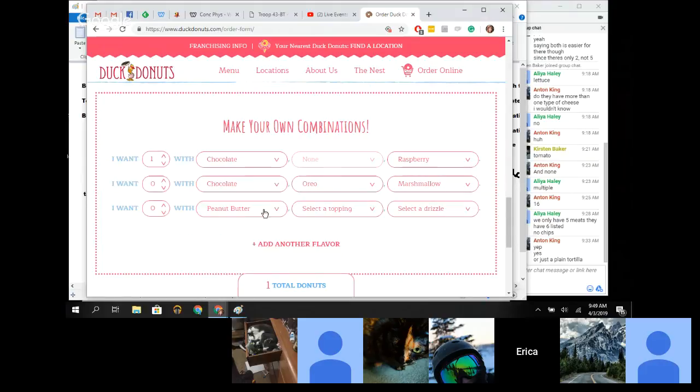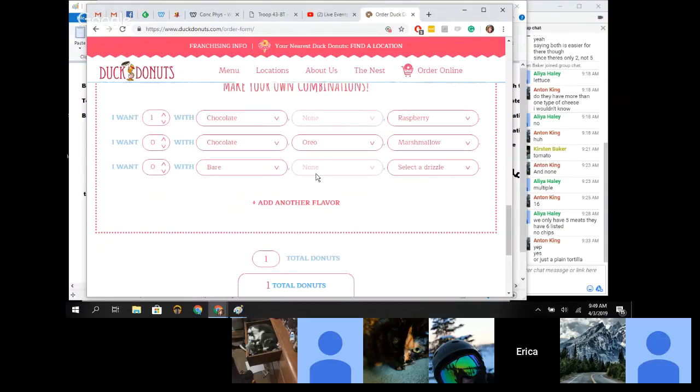Okay, so there is a caveat in that if you get a plain donut, you cannot get a topping on it. Like you can't get Oreo or rainbow sprinkles or whatever. And if you get a powdered sugar, you cannot get a topping on it. But if you pick anything else, you can get a topping on it. So if you can, go ahead and factor that into what you have.